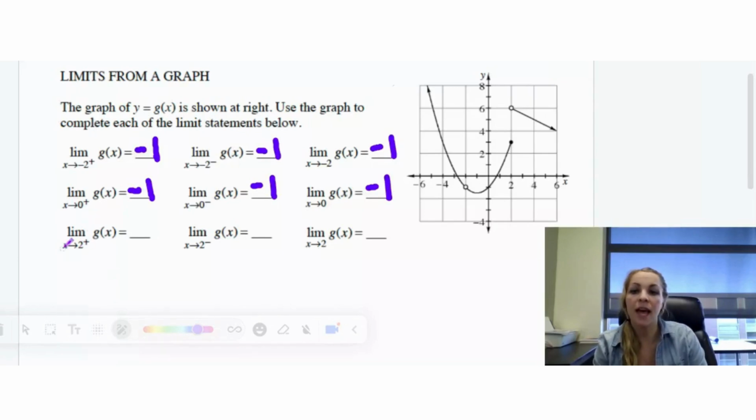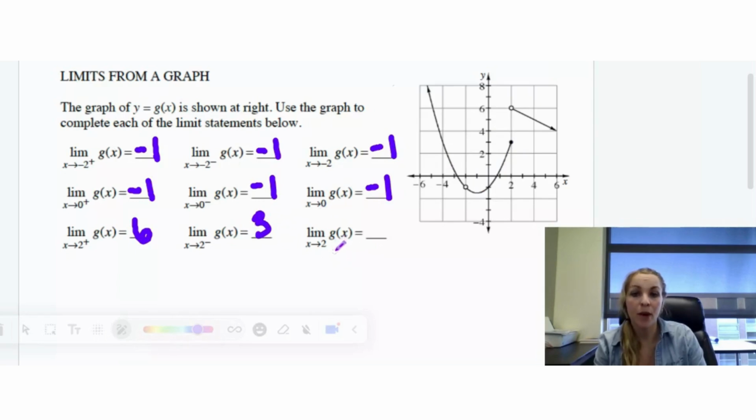So the limit as x approaches 2 from the right, I'm going to start on the right side of the graph, come here. Where do I think I'm going? I think I'm going to end up here at a value of 6. Now I'm going to go from the left side. I'm going to follow this curve, and right here, I end up at a value of 3.